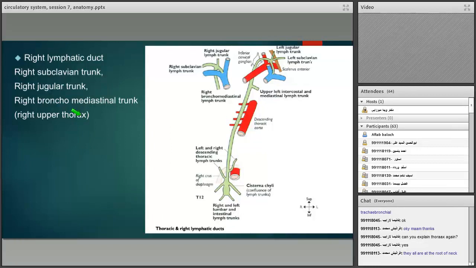Yes, they all are at the root of the neck. And we can see that the right lymphatic duct is also draining the lymph into the junction between the internal jugular vein and the subclavian vein on the right side. They both are draining their lymph into the junction of the internal jugular vein and subclavian vein on the right side and left side.